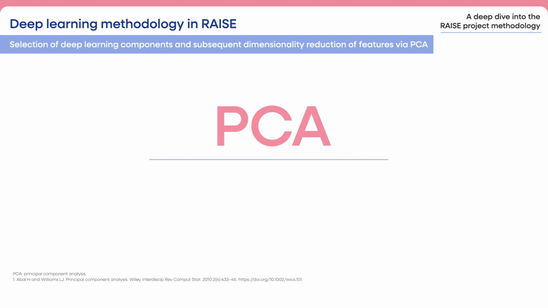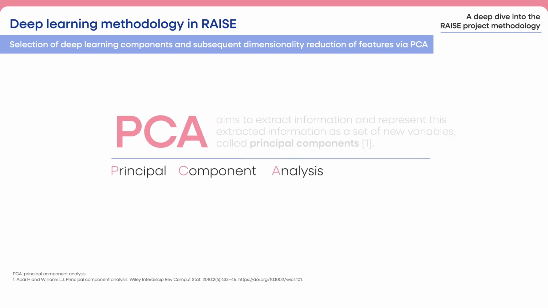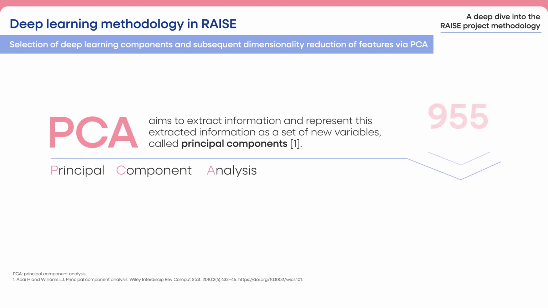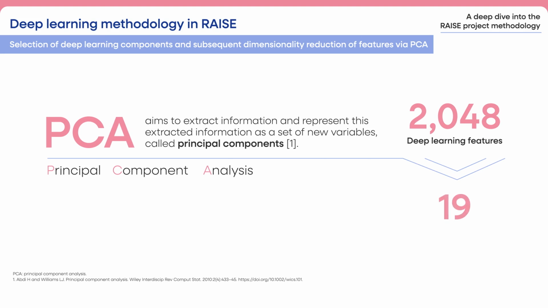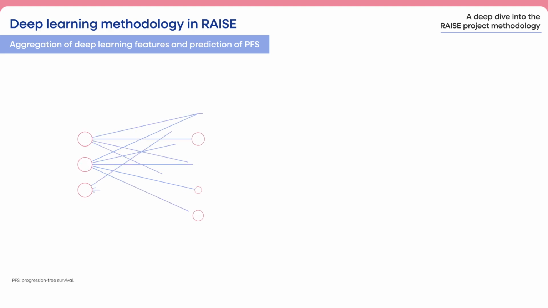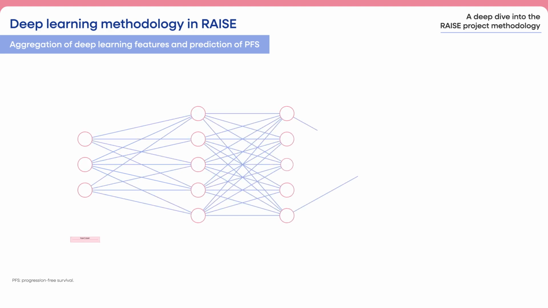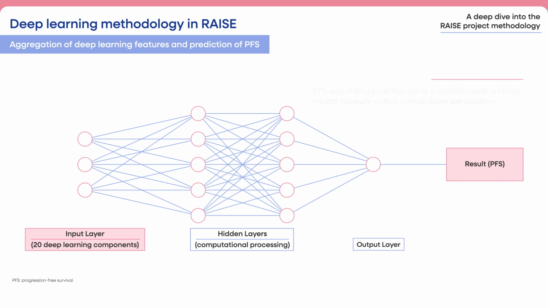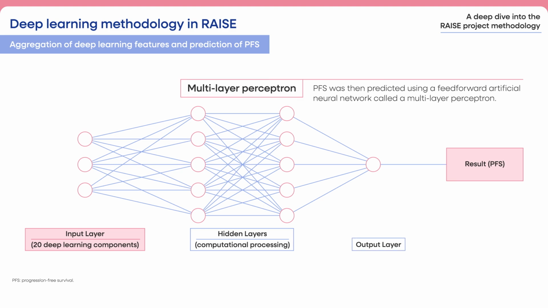To select deep learning components, we used principal component analysis. This is a technique that aims to extract information and represent this extracted information as a set of new variables called principal components. Principal component analysis was used to reduce more than 2,000 deep learning features to 20 deep learning components. Then the features were aggregated to predict progression-free survival. To achieve this, the 20 selected components were analysed via a feed-forward artificial neural network called a multi-layer perceptron, which identified imaging features associated with progression.